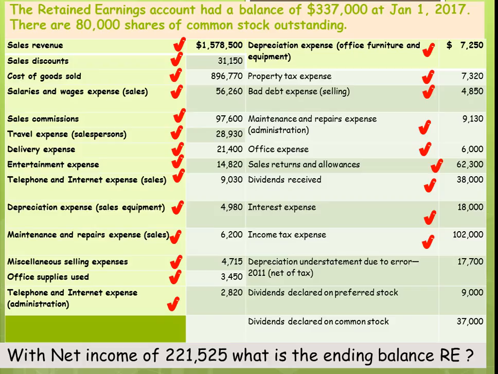So we go back to our example, and we're going to look to see what is our balance at the beginning of the year. Then we're going to look to see, are there any prior year adjustments, which there are. We then look to see, have any dividends been declared, and they have. And then last, we also need that net income. Now we have all the information we need to prepare the financial statements.